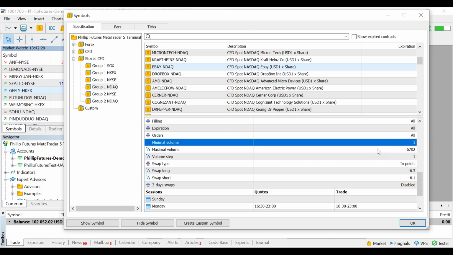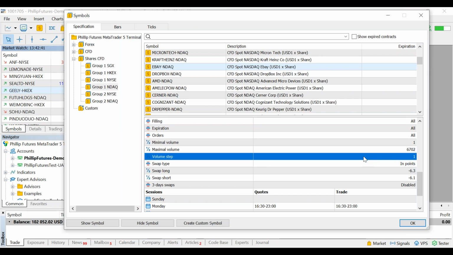Okay, so like I mentioned earlier, one of the benefit for trading CFD is that a low barrier of entry. You can trade as small as just 1 share. Okay, and from there the volume step is also 1. So let's say from 1 you can jump to 2, 3, 4, 5 by an increment of 1.